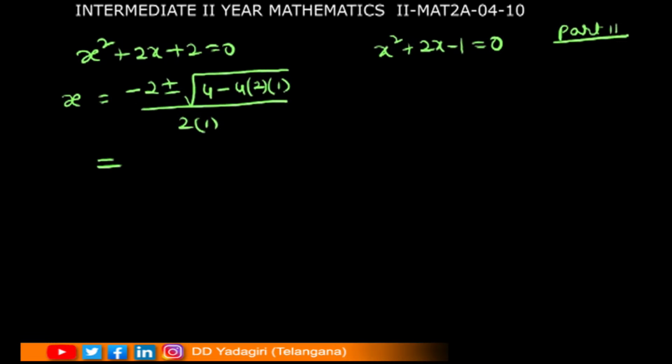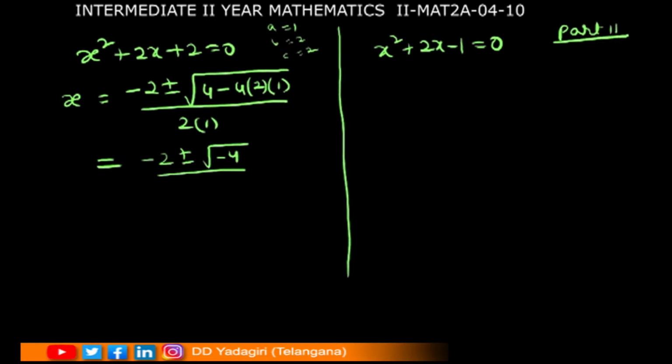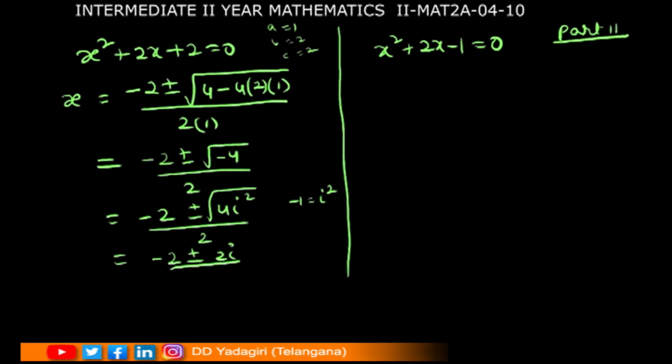ఏ అంటే ఏంటి ఇక్కడ? ఏ అంటే 1, బి అంటే 2, సి అంటే 2. ఇది మీకు తెలిసిన విషయమే కదా. సో ఇక్కడ నుంచి మనకి ఏమొస్తాయి? minus 2 plus or minus under root 4 minus 8 కాబట్టి minus 4 by 2 అంటే ఏంటి? minus 2 plus or minus 4i square, minus 1 అంటే i square అని రాసుకోవచ్చు, అవునా? by 2. సో దిస్ ఇస్ ఈక్వల్ టు minus 2 plus or minus 2i by 2 అంటే ఎంత అయింది? minus 1 plus or minus i.